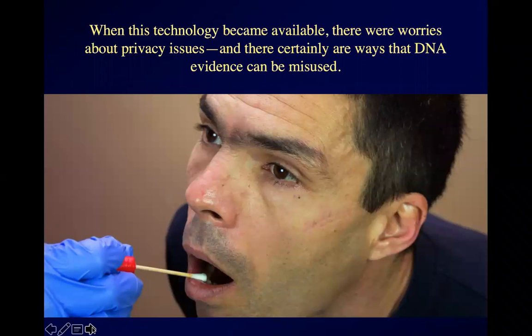The technology to do this started becoming available in the 90s. Once the polymerase chain reaction was not only worked out, but equipment was made so that it has become nearly automatic. You can almost take a sample, put it in one end of a machine, and out come the results in a couple of hours. And there have been worries about privacy issues, and there are definitely ways that DNA evidence can be misused. It's a tool, and there are certainly ways that you can misuse any tool.